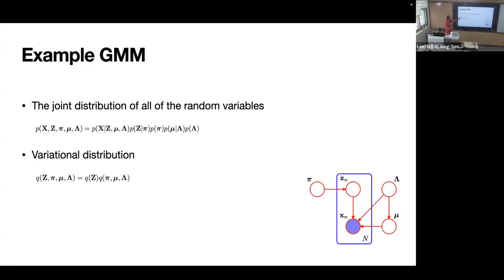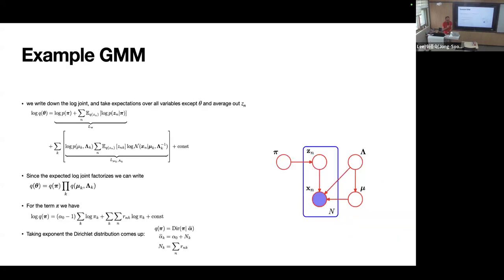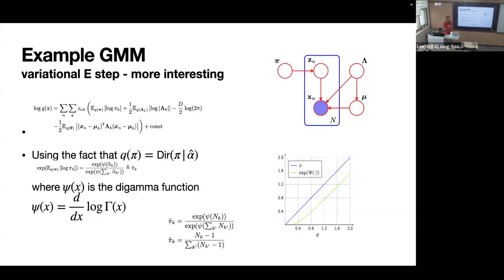You can go through it. Everything is derived in this Murphy book. What I would like to show is this result. When you come to this equation here, this is the final distribution that we have.